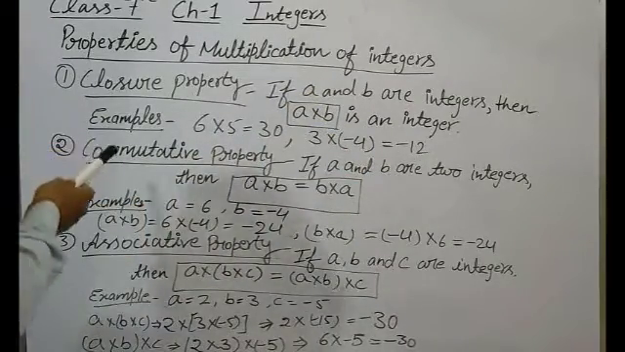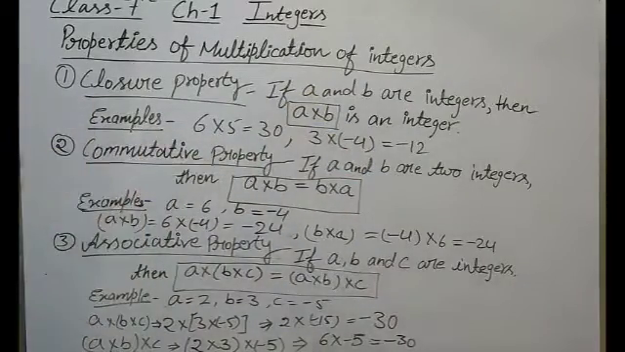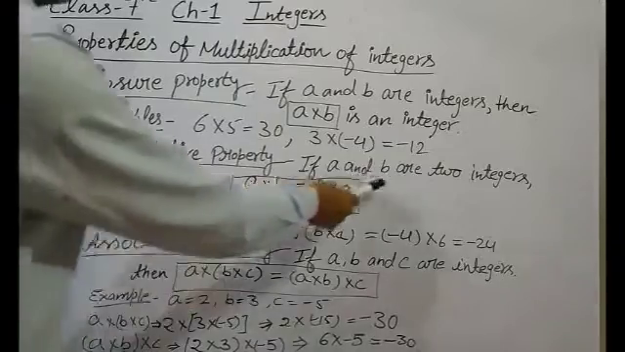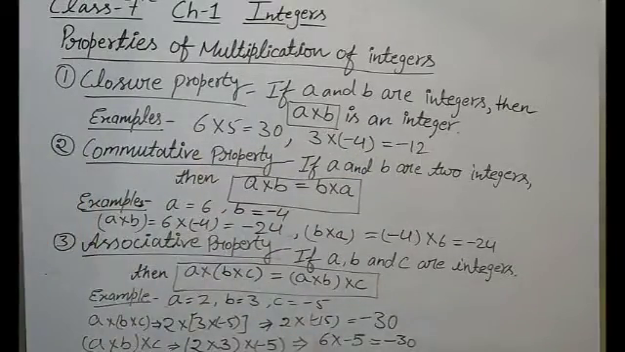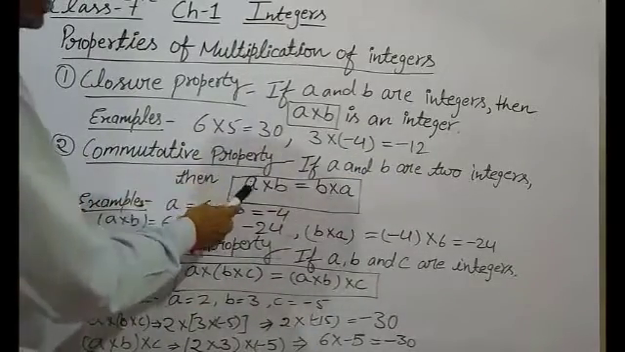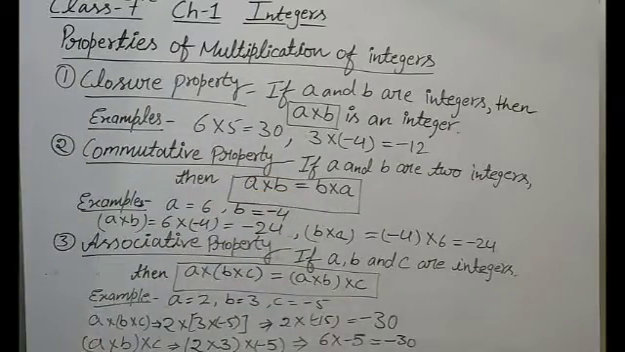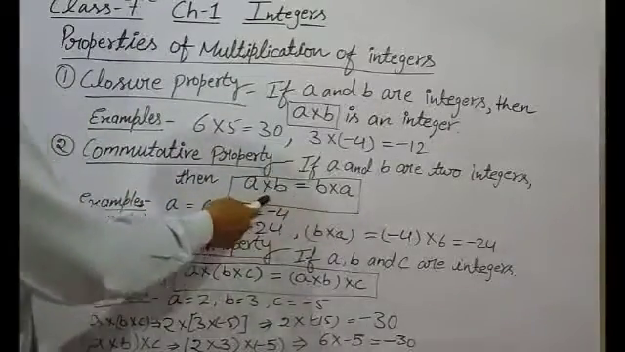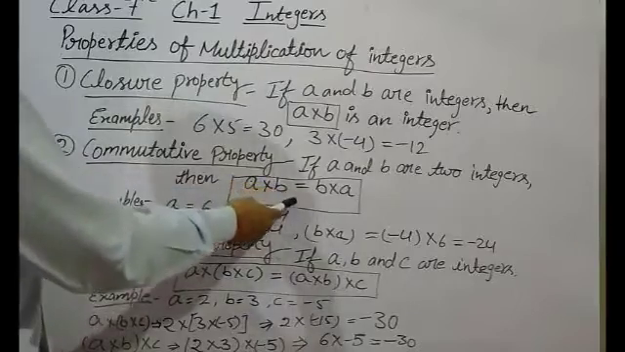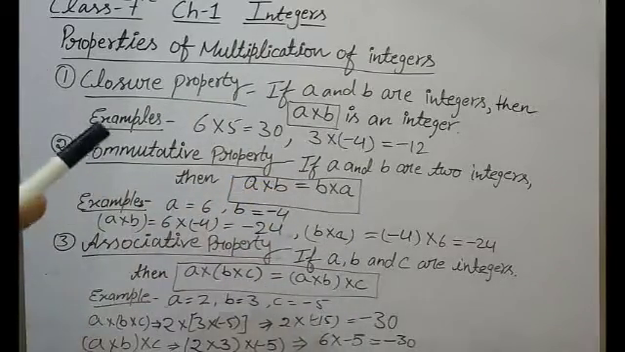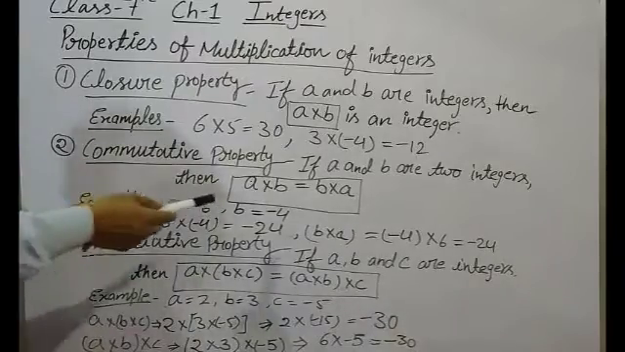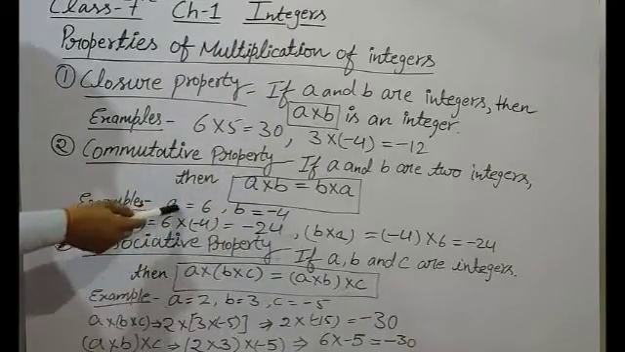The next property is commutative property. If a and b are two integers, then a multiply b is equal to b multiply a, which means we replace their places after multiply. There is no change in the answer. We understand from one example.